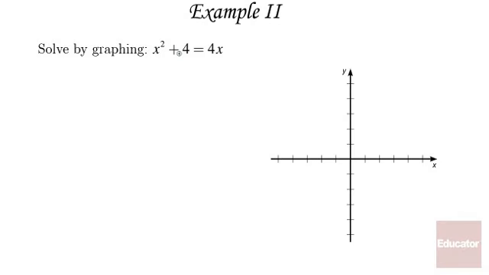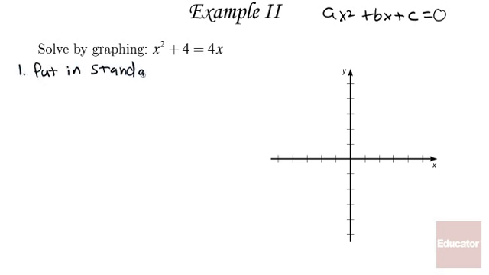Again, we're asked to solve a quadratic equation by graphing. The first thing I notice is that this is not in standard form. This is standard form. So first, put this in standard form. In order to do that, I'm going to subtract 4x from both sides, because I want to move all these terms to the left and have everything equal to 0.